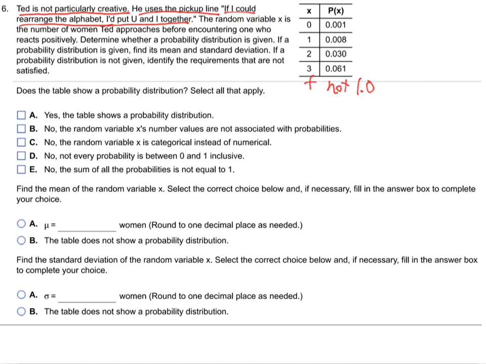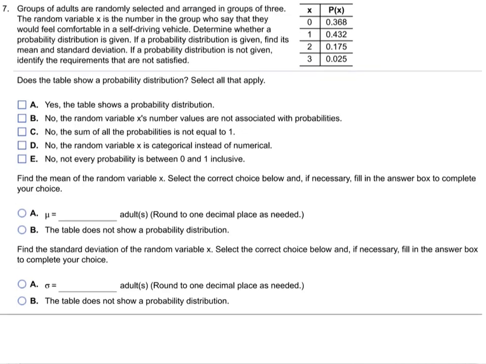You with me on that? It's not going to be 1.0. So this is a good question. We just say, no, right here. No, the sum of the probabilities is not equal to 1. So you don't even have to do the rest of the problem. The table is not a probability distribution. And you're done. You don't have to put it into your calculator. Are we good there? Ted's crazy pickup line. All right.